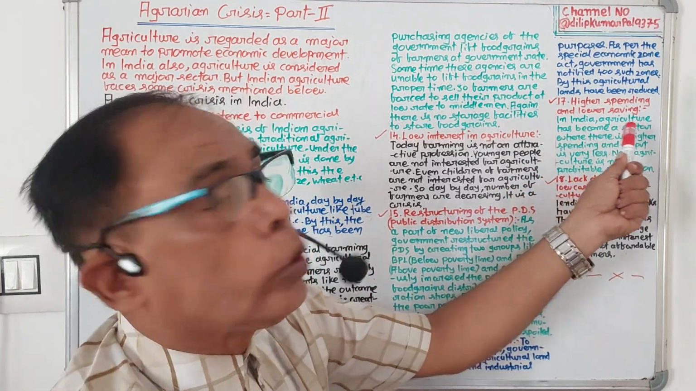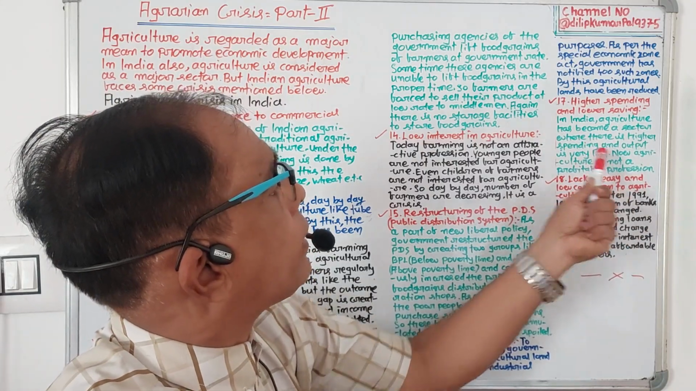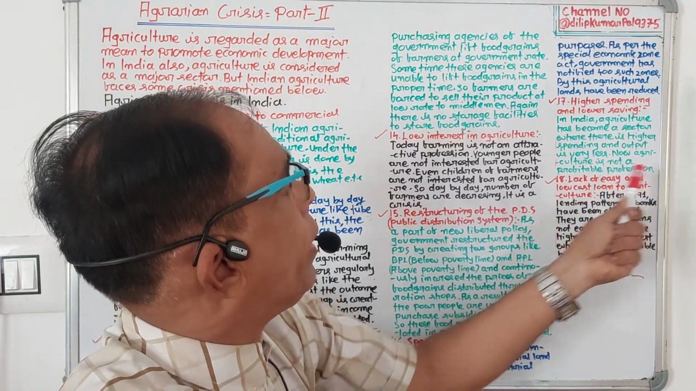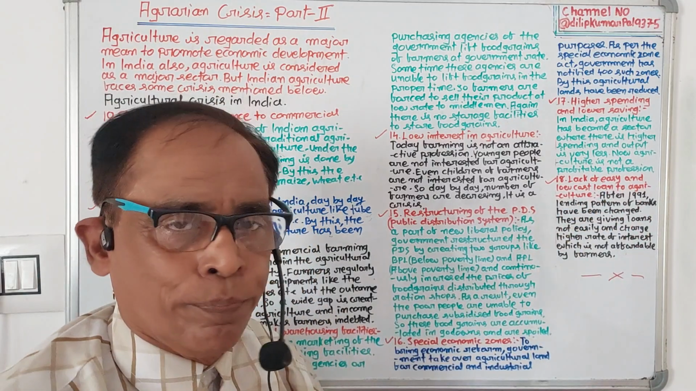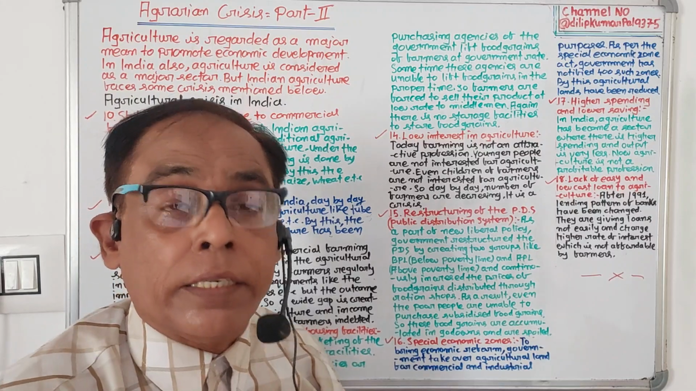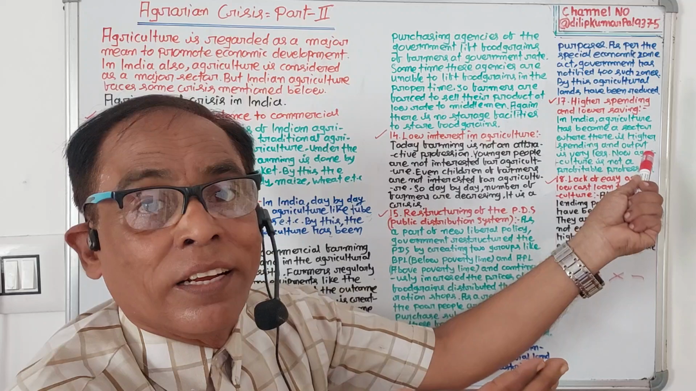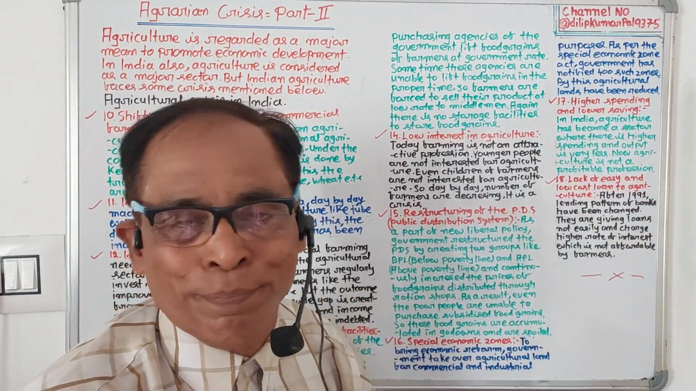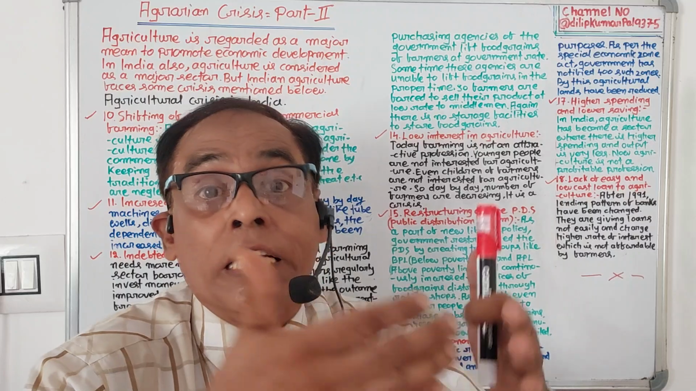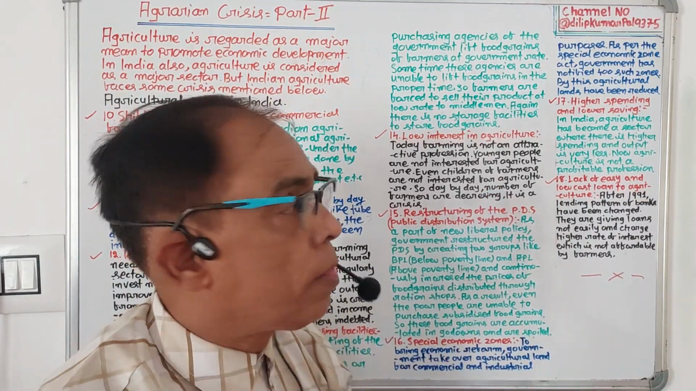Then 17. Higher spending, lower saving. In India, agriculture has become a sector where there is higher spending and output is very less. Now, agriculture is not a profitable business. Another crisis of Indian agriculture is that it is a sector where there is higher spending but lower saving. Investment is more, income is less. So it has become an unprofitable business in India.